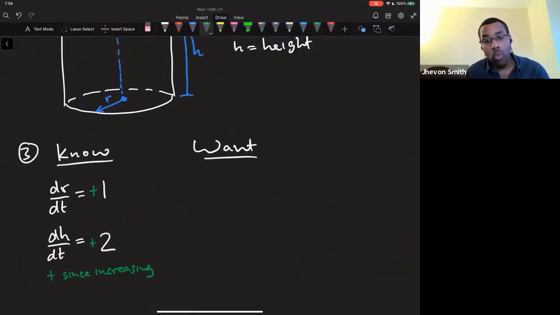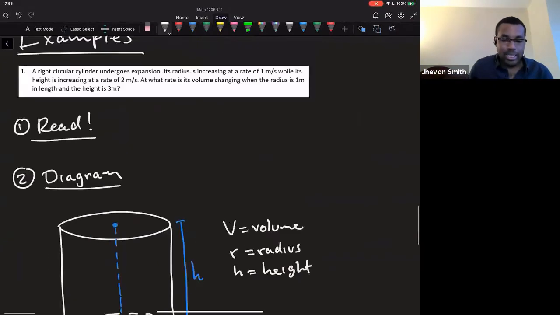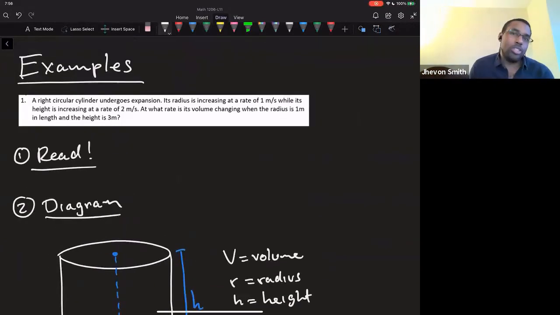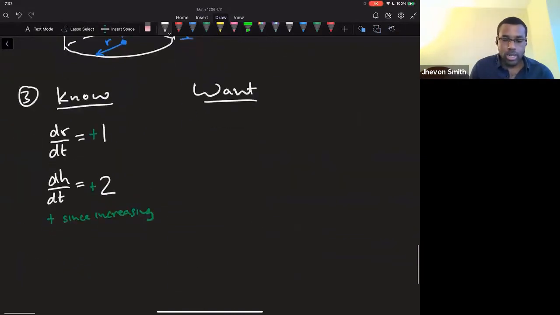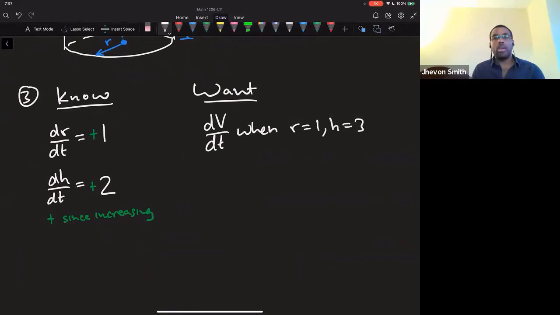Now, what is it that I want? Well, the last part of the sentence tells you what it is you want. You want the rate of change of volume when the radius is 1 and the height is 3. So what do we want? dV/dt. When do we want it? Now. No, we want it when r equals 1 and h equals 3. So at the end of the day, you want to know what is dV/dt when r equals 1 and h equals 3.